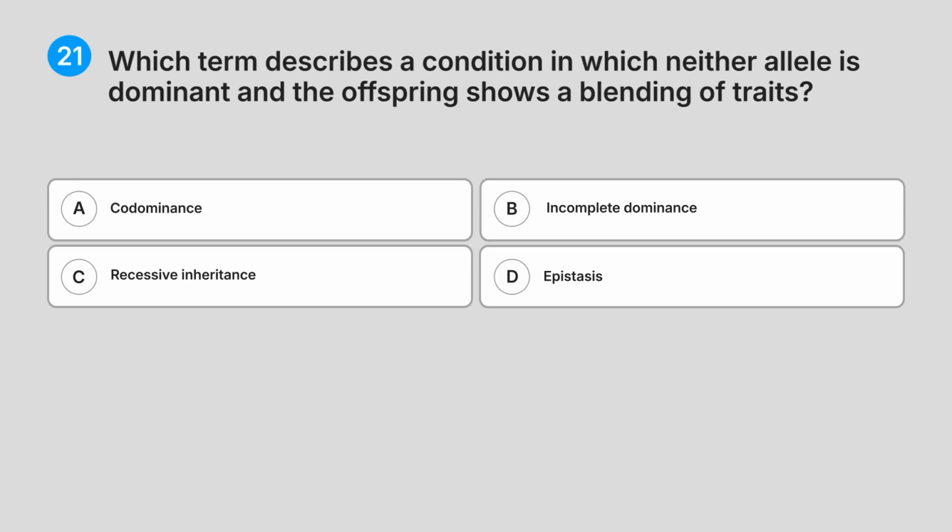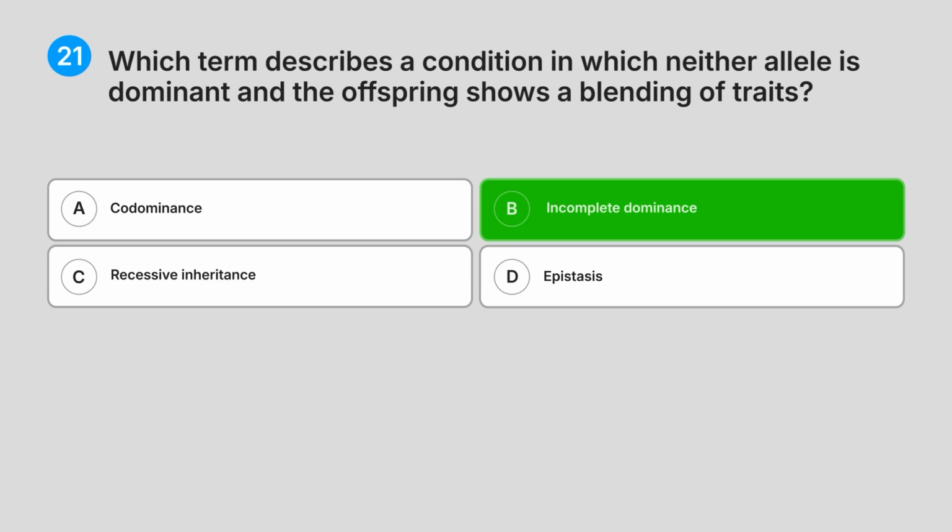21. Which term describes a condition in which neither allele is dominant, and the offspring shows a blending of traits? A. Codominance. B. Incomplete dominance. C. Recessive inheritance. D. Epistasis. What do you think is the answer? Correct answer. B.